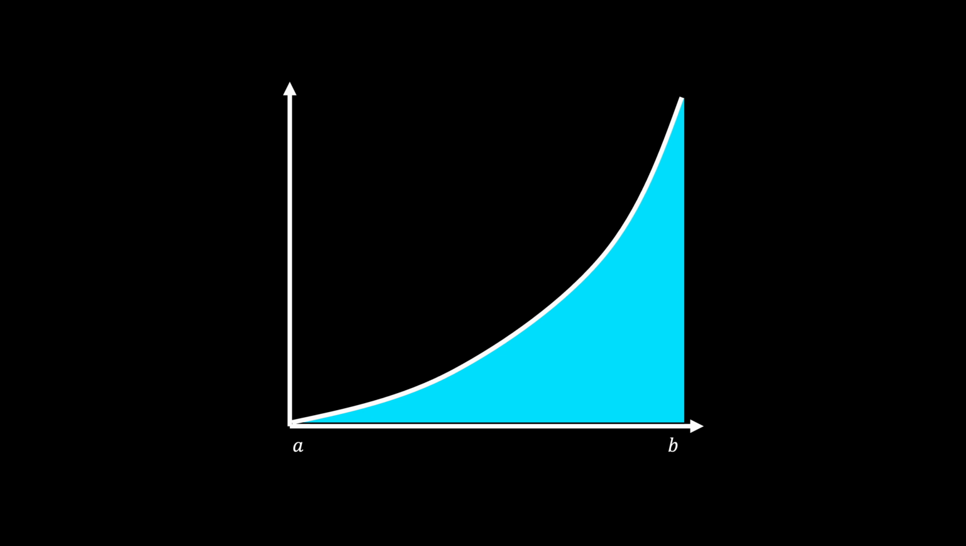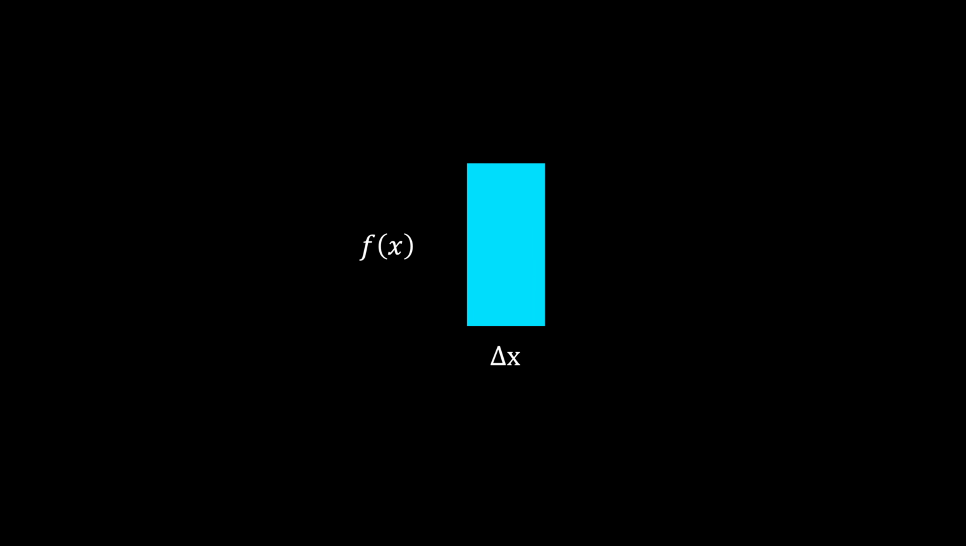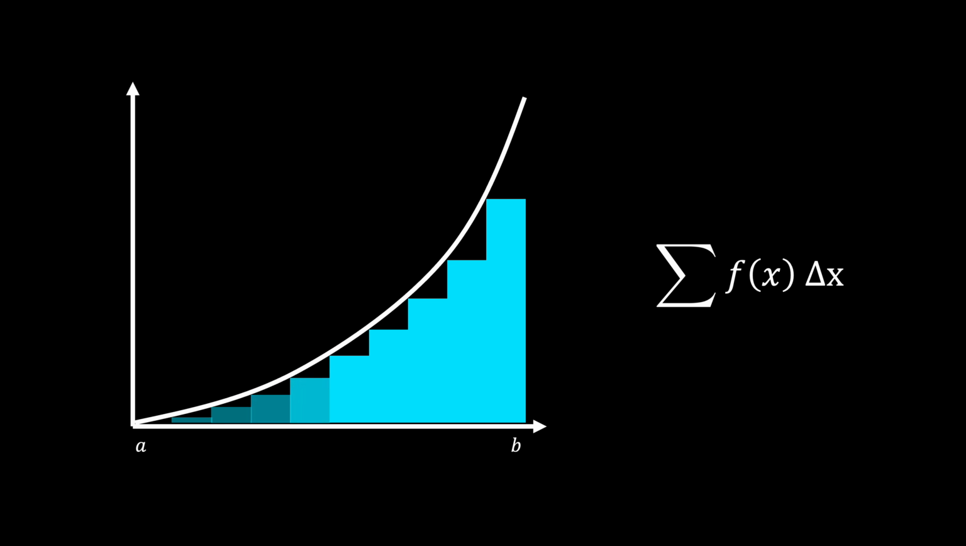areas? In this approximation, the width of each rectangle is a tiny change in x, which we call delta x. The height of each rectangle is determined by the value of the function at that point. To find the area of each rectangle, you multiply its width by its height. Then, by summing these rectangles across the interval between 2 points, which we call A and B, we get an estimate of the total area.